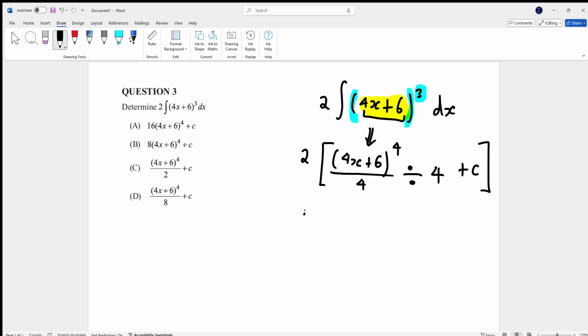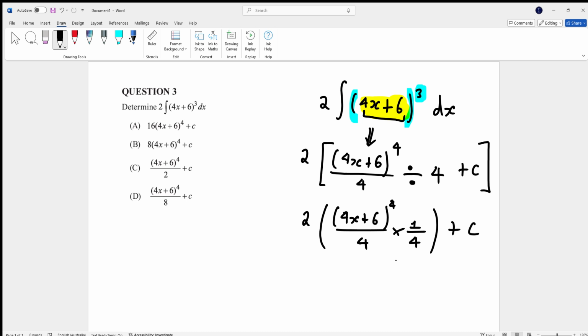Now here, 2. If I were to multiply the 2 to the plus c, 2 times plus c is still going to be a plus c because a plus c represents an arbitrary constant, so it doesn't really matter. So 2 times by, we'll just write the 4x plus 6 there. So 4x plus 6, power of 4, over 4. Now, dividing by 4 is the same as timesing by a quarter. And then here I'll just put a plus c.